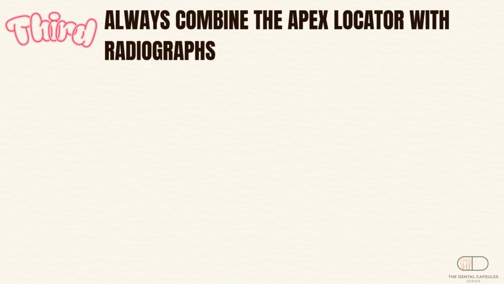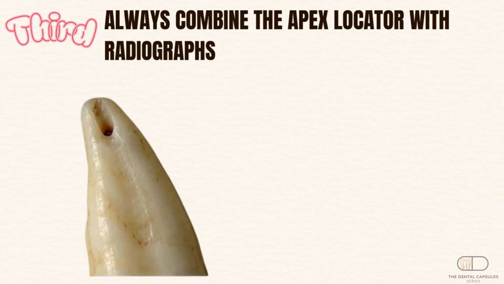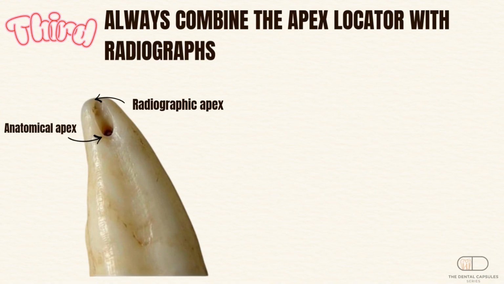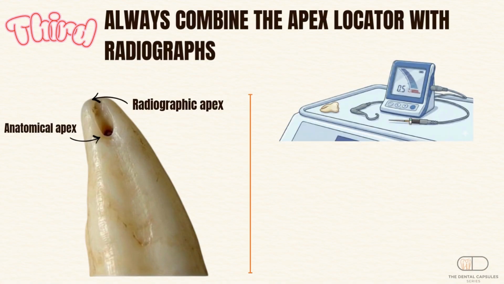Third, always combine the apex locator with radiographs. Neither method alone is enough. Radiographs show you the radiographic apex, but not the anatomic apex, which is often located slightly coronally. Using the apex locator alone is also risky.